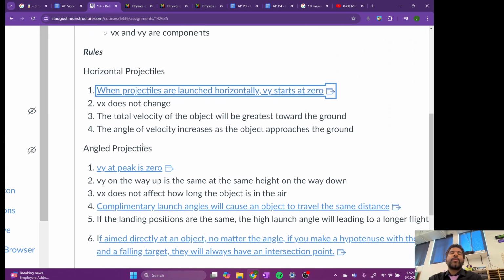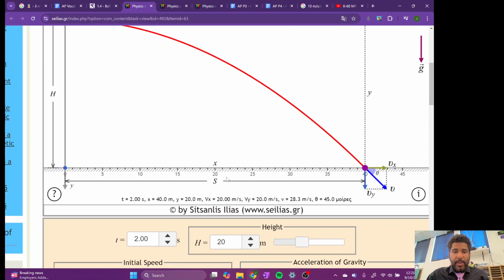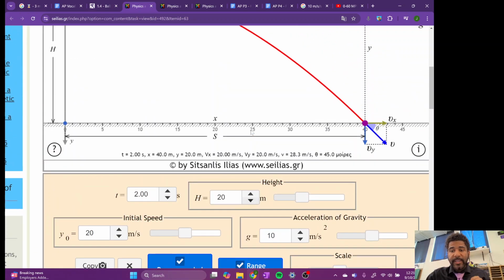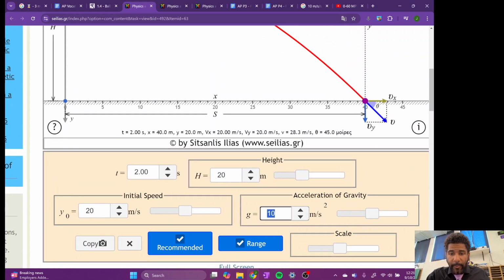That's very important. That's sort of the crux behind the entirety of projectile motion. Vy changes. And in fact, it changes at a rate that you are very familiar with. Gravity still exists on this Earth. So the rate at which y changes the velocity, Vy, is going to be 10 meters per second squared.